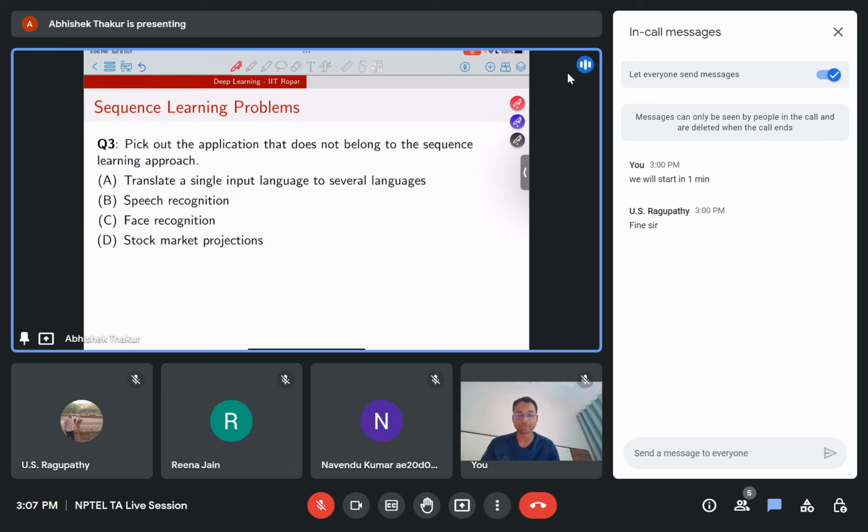Now coming to the third question: pick out the application that does not belong to the sequence learning approach.